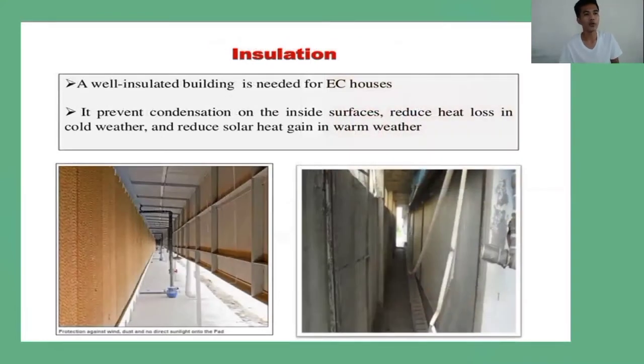Insulation. A well-insulated building is needed for environmentally controlled houses. It prevents condensation on the inside surfaces, reduces heat loss in cold weather, and reduces solar heat gain in warm weather.